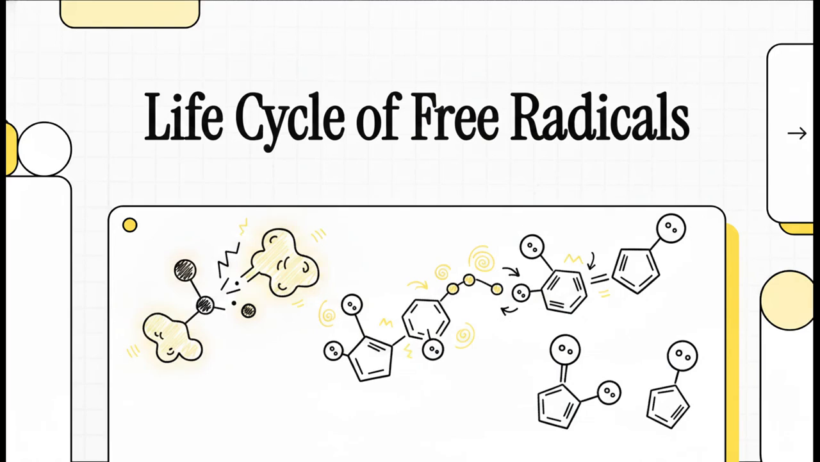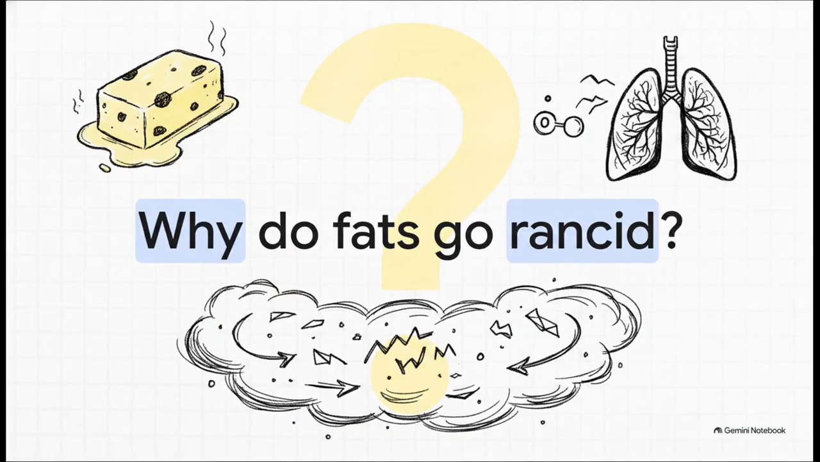Welcome to this explainer. Today, we're diving straight into the fascinating, utterly chaotic world of free radicals. We're going to figure out exactly how these tiny, invisible chemical rebels actually drive so much of the chemistry happening all around us, literally every single day. Have you ever wondered why that stick of butter left out on the counter spoils and goes rancid? Or, on a totally different scale, how our own bodies utilize atmospheric oxygen just to survive?